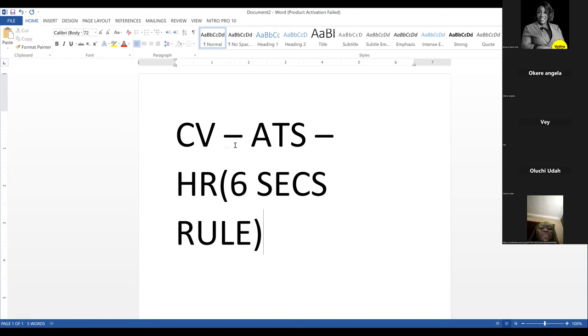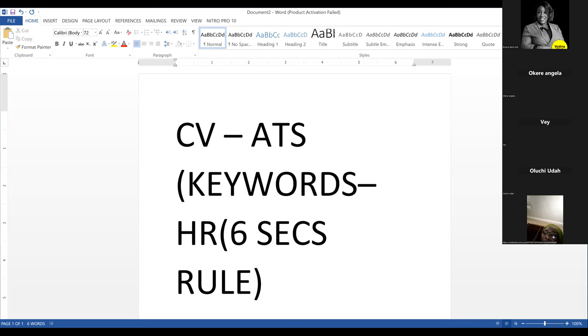So now, what is the ATS looking for? We call them keywords. ATS are looking for keywords. So for example, I'm just going to give one example. When we start drafting the CV, you will understand better. Let's say they are looking for a caregiver that knows how to speak English, but the way the job requirement stated it, it stated it as: looking for a vibrant candidate that has excellent English communication skills.